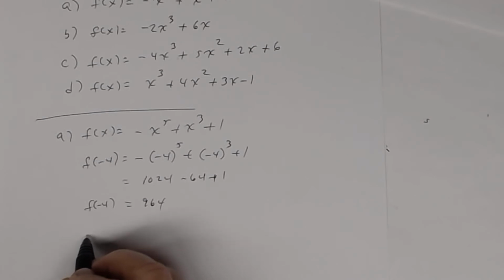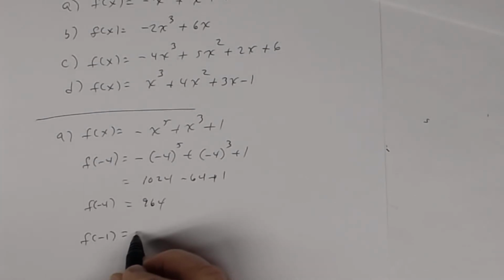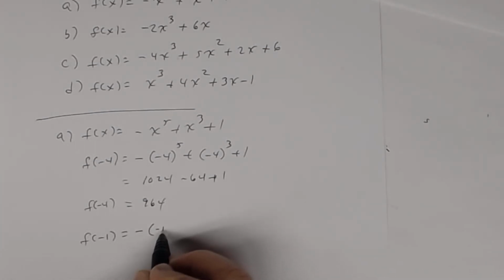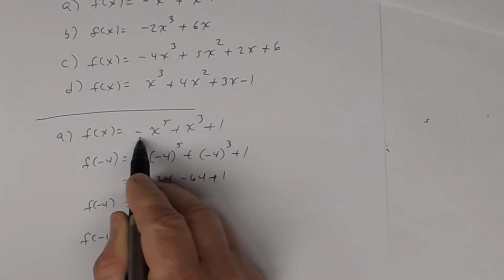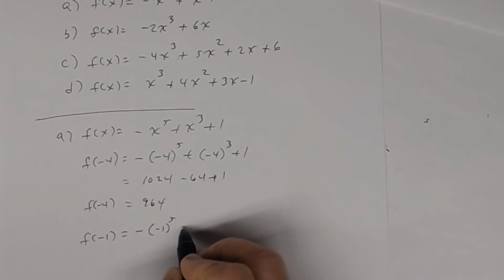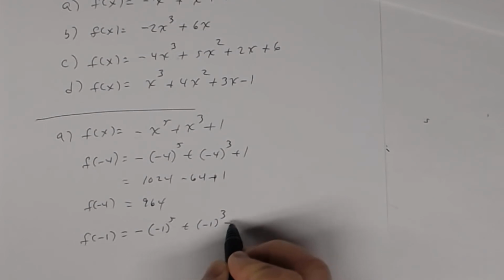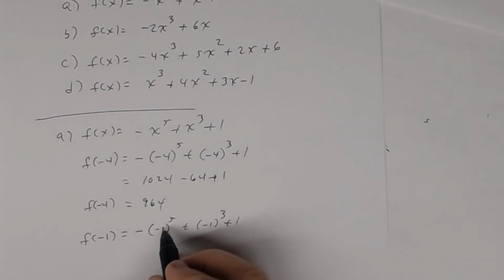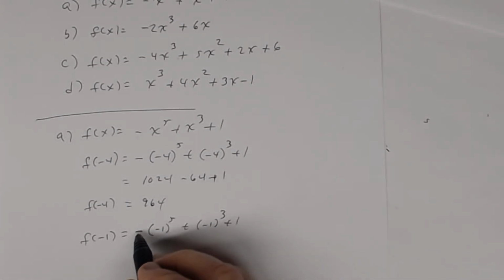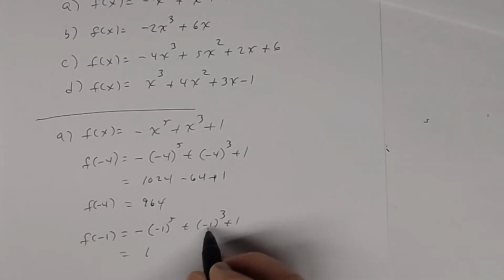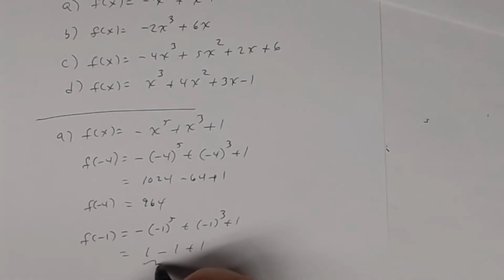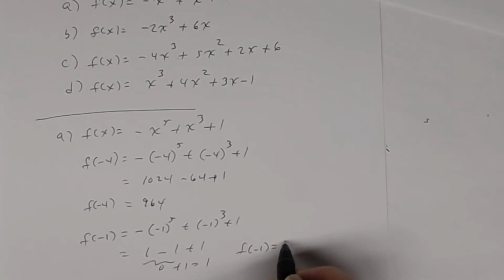So f of negative 1 will be negative 1 in parentheses to the 5th, but I'm taking the opposite of that, plus a negative 1 to the 3rd plus 1. Negative 1 to the 5th is a negative 1, and the opposite of a negative 1 is a positive 1. Negative 1 to the 3rd is a negative 1, and then plus 1. So 1 minus 1 is 0, 0 plus 1 is 1. So f of negative 1 is positive. Notice those are both positives, right?